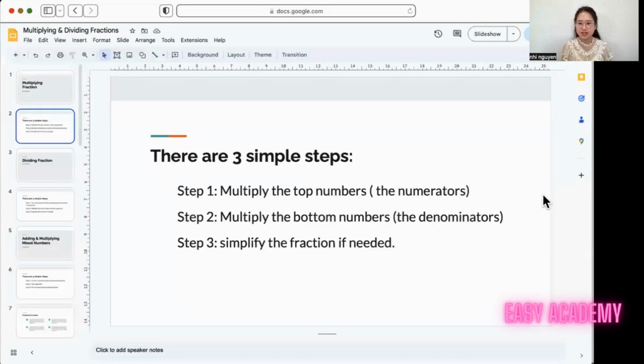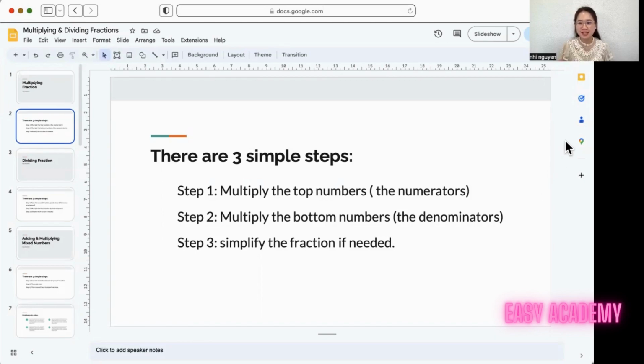To multiply two fractions together, there are three simple steps to follow. Step 1, multiply the top numbers together. Step 2, multiply the bottom numbers together. And lastly, step 3, simplify the fraction if needed. If your fraction is already at the simplest form of a fraction, you just leave it as the answer.